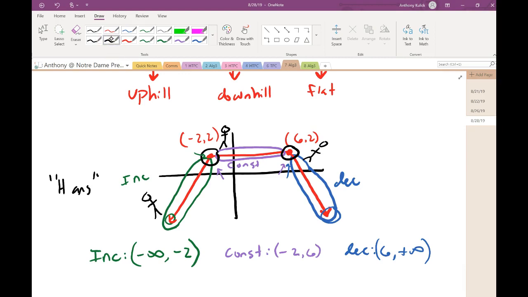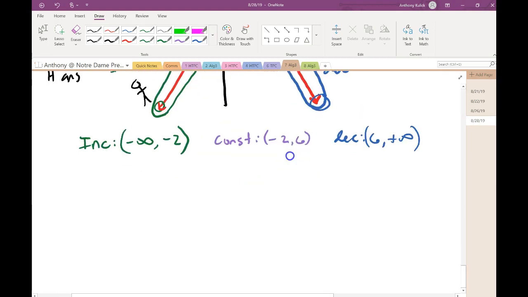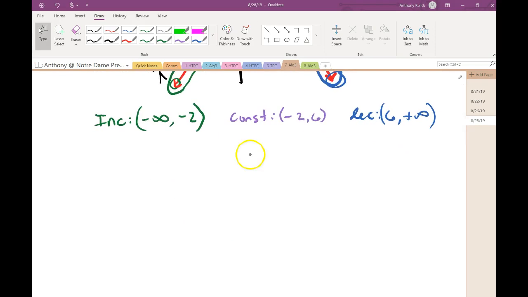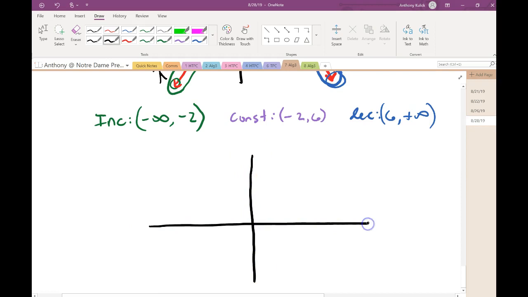Everybody okay with this one? Not too bad, right? Very similar to the positive, negative, zero. Probably the hardest part is keeping the two definitions straight. But if you use your mountain climber there, usually things work out okay.